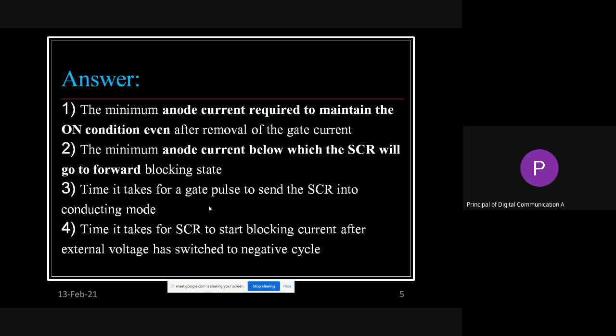Next one was the holding current. So holding current is what? Again, it is the minimum anode current below which SCR will go into a forward blocking state or mode. So this holding current च्या खाली जर करंट गेला तर SCR हा ऑफ होतो. ऑफ होतो म्हणजे काय, तर फॉरवर्ड ब्लॉकिंग मोड मध्ये जातो. So this is what the holding current is.